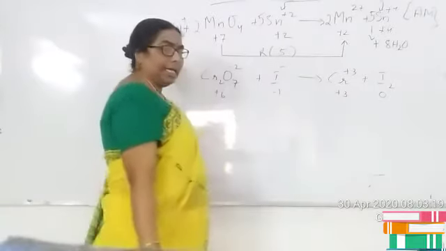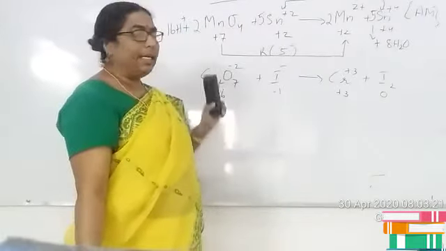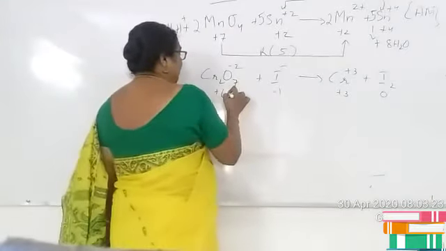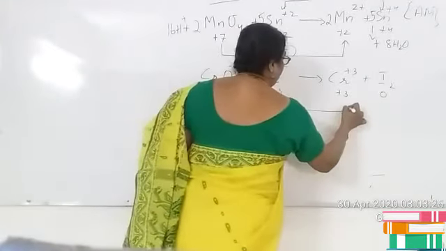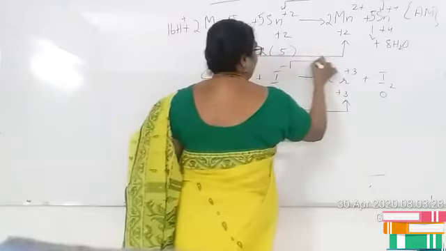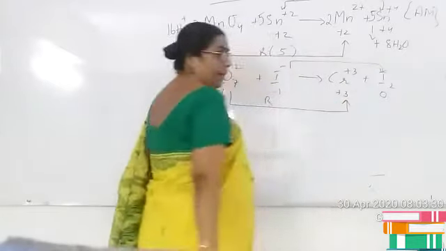Now, what is the second step? Mark the oxidation and reduction reaction. We can say that chromium undergoes reduction, I⁻ undergoes oxidation. Okay.